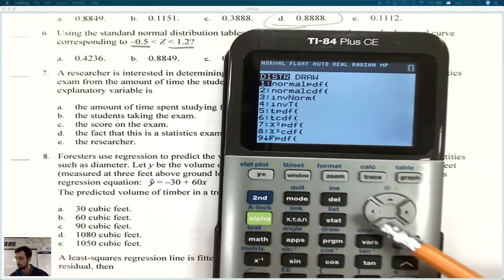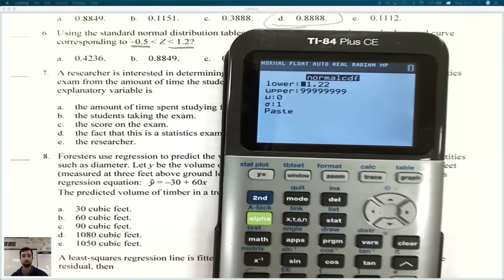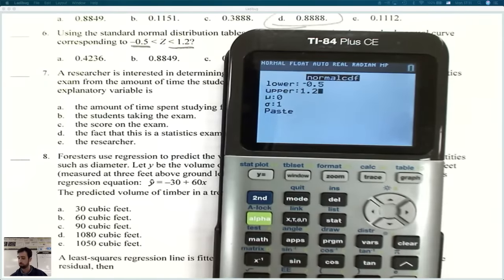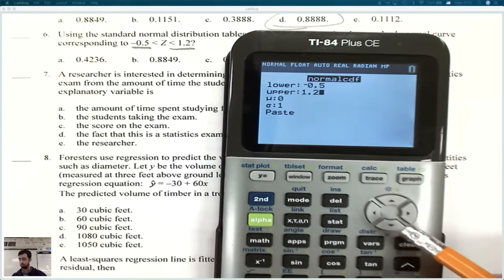So vars, we're going down to normal CDF because we want area between two numbers. The lower has changed. It's now negative 0.5. The upper is not something really large. It's now 1.2. My mu is at 0, my sigma is at 1.